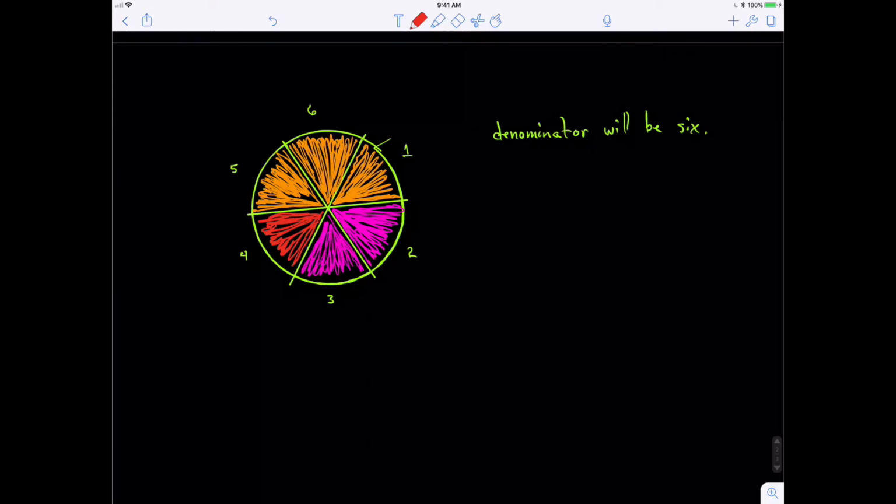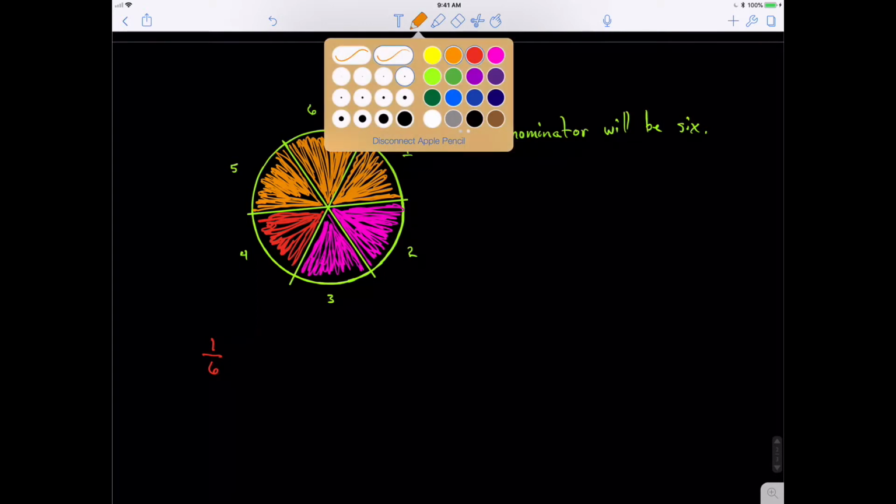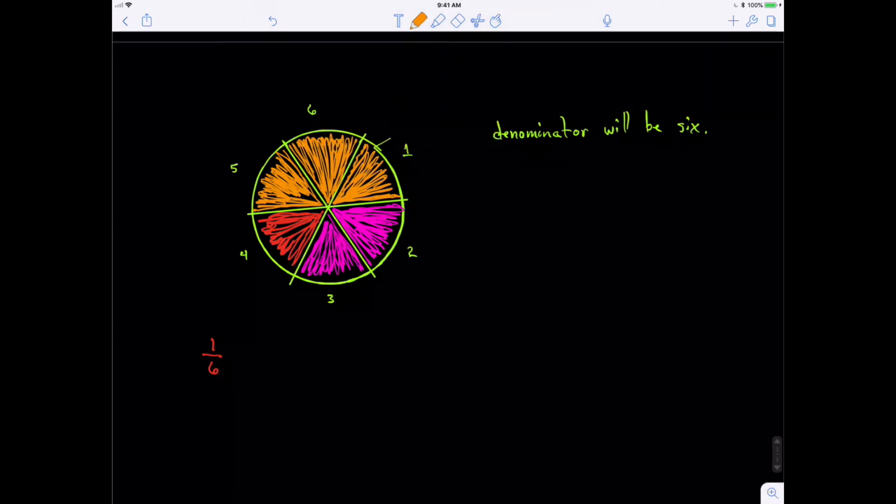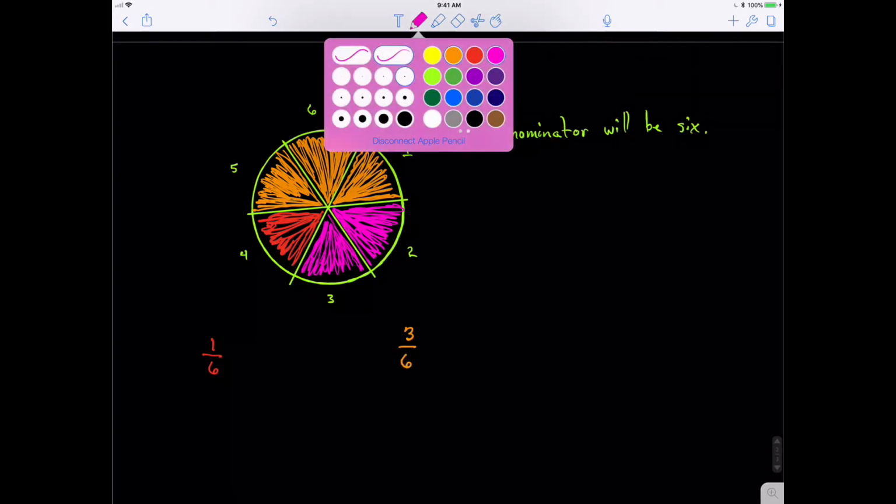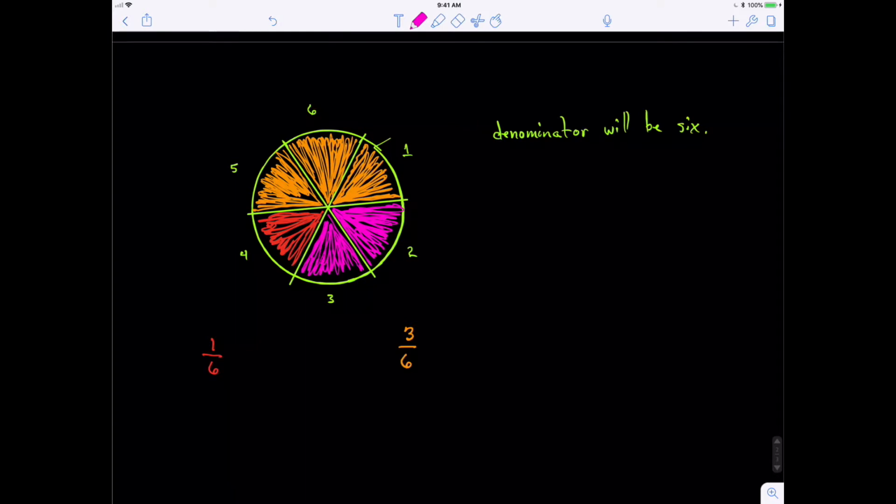Now, let's look at this. If I was to write each of these, notice that the red slice represents 1 red slice out of 6. When I look at my orange slices, that's 1, 2, that's 3. So my orange slices are 3 of the 6. And finally, if I take a look at my pink slices, I would say there's 2 of those. There's 6 in the pie, so let's say the pink is 2 of the 6 pieces.